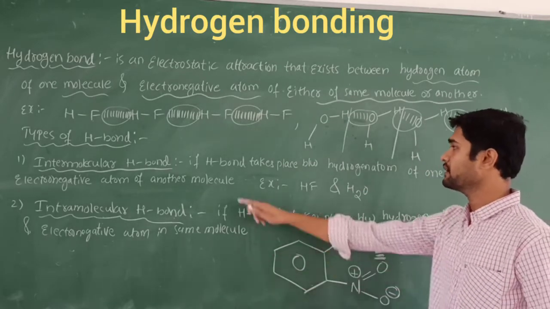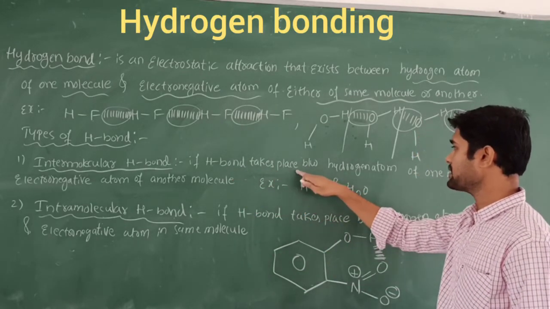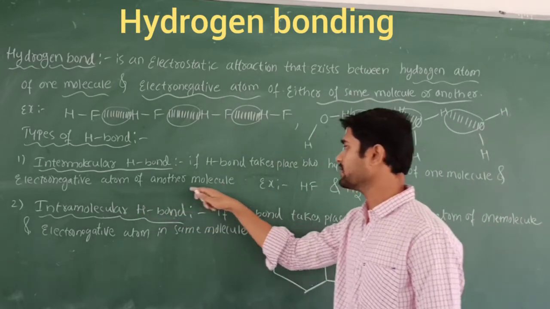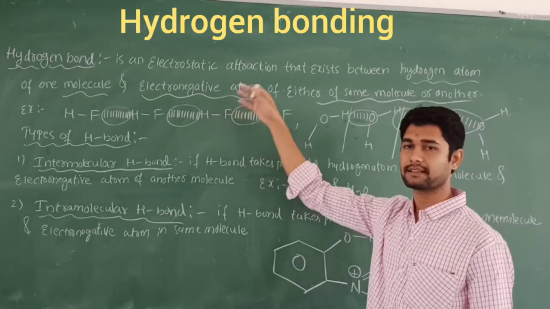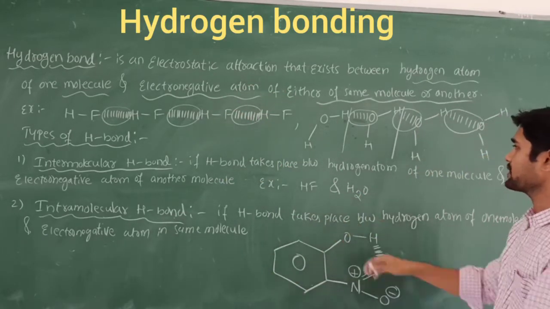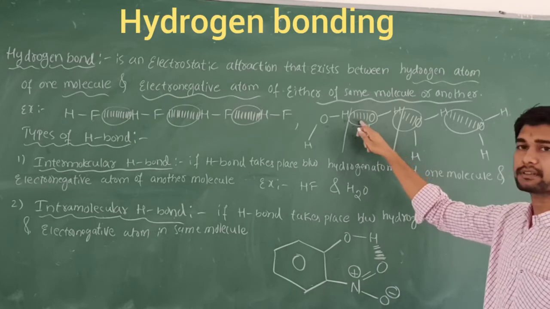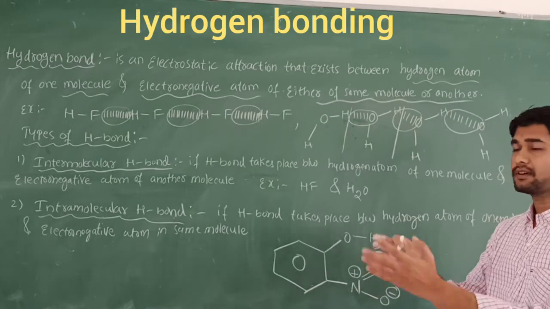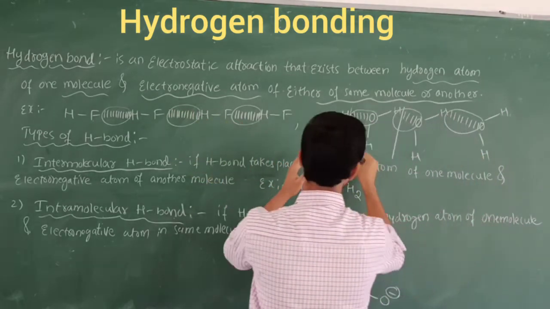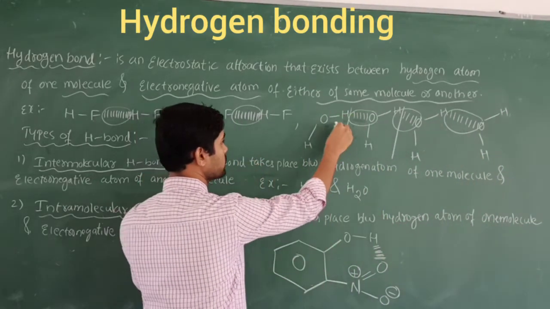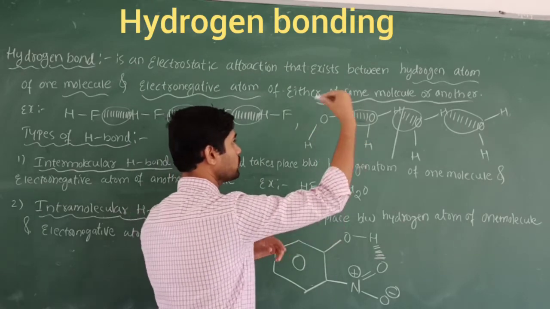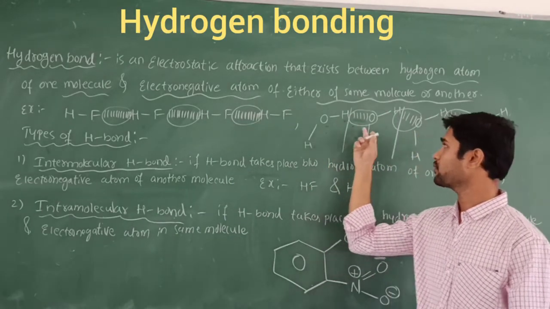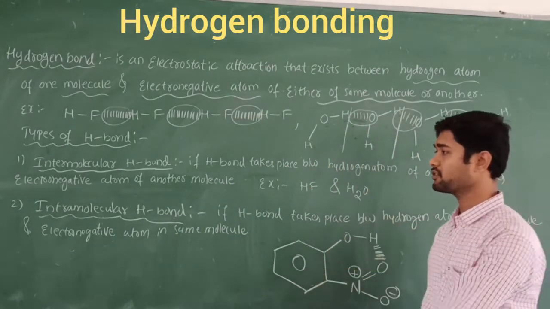Let's see the definition. If a hydrogen bond takes place between the hydrogen atom of one molecule and the electronegative atom of another molecule, that is the same definition as before. Let's take the example of HF and water molecules. This is an example of the intermolecular hydrogen bond. Why is it called inter? Because it exists outside, not within the molecule. One molecule contains the hydrogen, another molecule contains the oxygen, and that causes the force of attraction, called the intermolecular hydrogen bond.